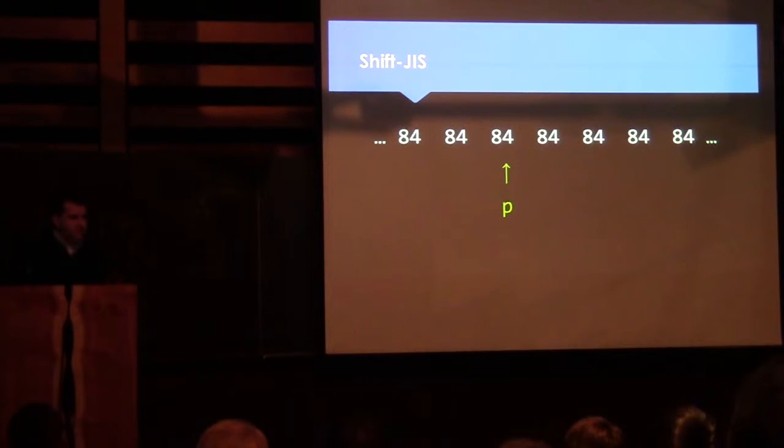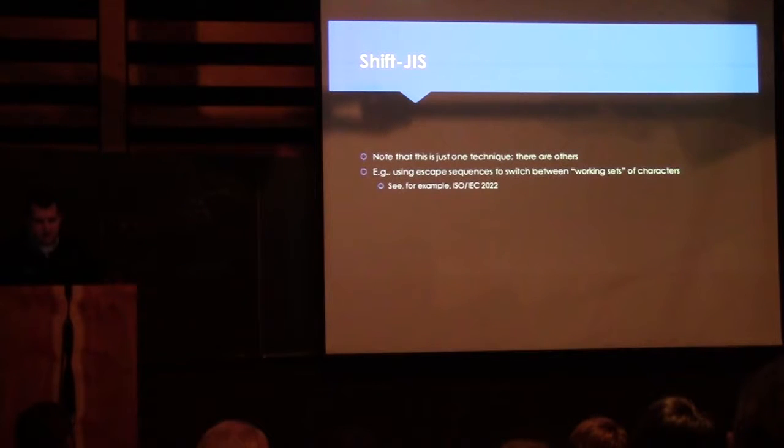So this sort of encoding lacks the property called self-synchronization, where when you're in the string somewhere, you want to be able to tell where the next character begins and where the previous character begins. So you need to maintain complex state to keep track of where you are. So this is just one technique.